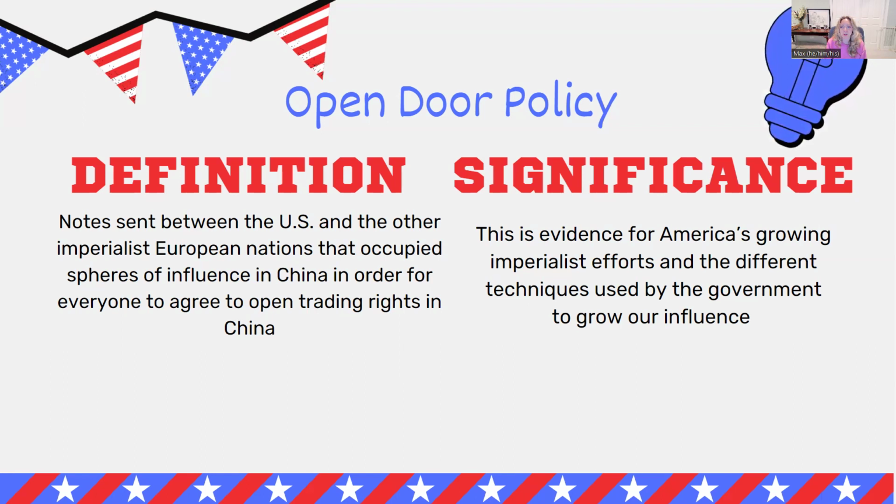But basically he was just saying, hey, can we get everyone to agree on open trading rights in China? And even though no one responded to the note, no one challenged us starting to create our own sphere of influence in China. It doesn't really last very long, but it shows America's growing imperialist efforts and the different techniques we use to grow our influence. Like this is one of them. Going to war is one. Buying Alaska is another one.